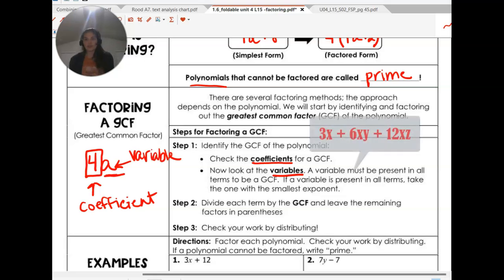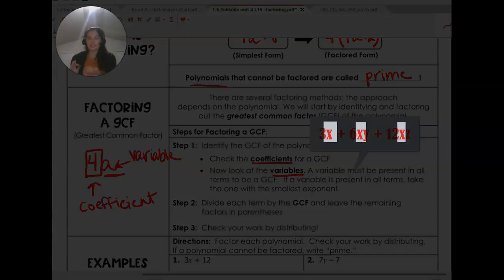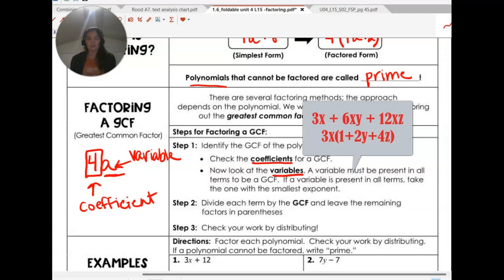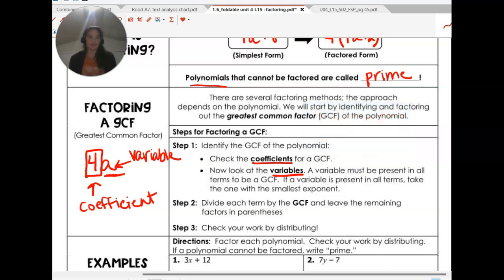The variable must be present in all terms to be greatest common factor. If a variable is present in all terms, you take one of the smallest exponents. We won't get too much into that, but just to be aware that that does occur where you do have common variables in terms, you can factor it out.